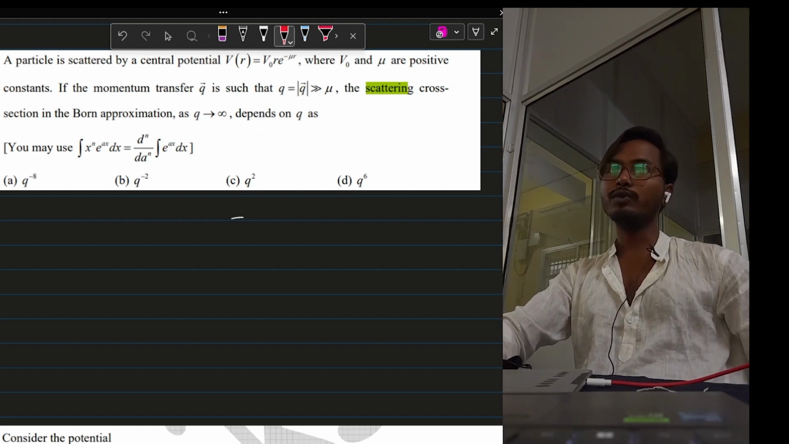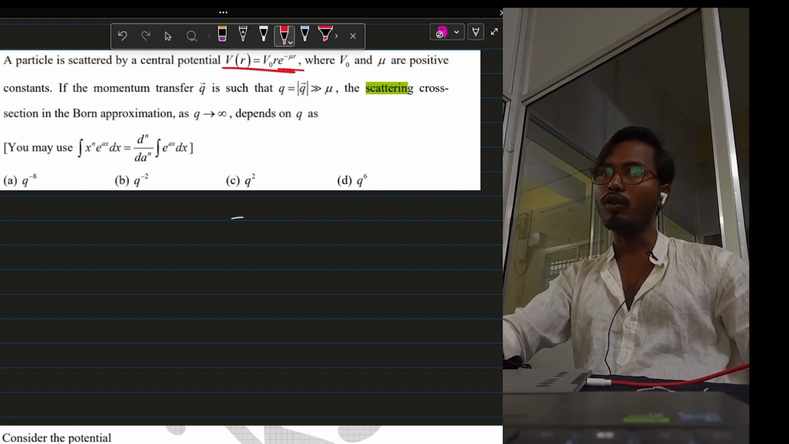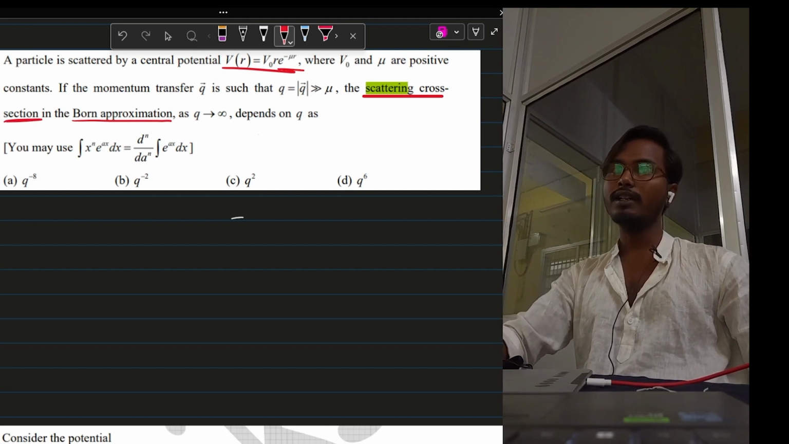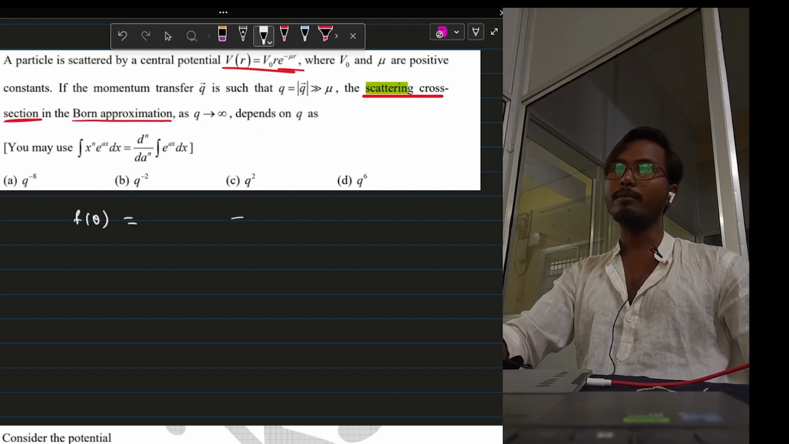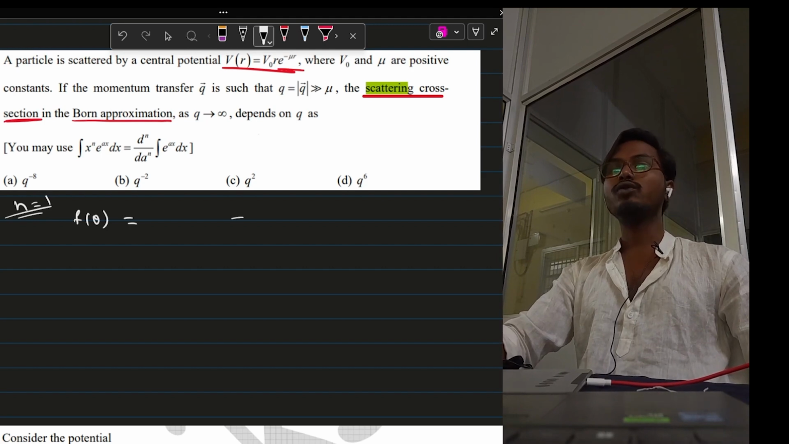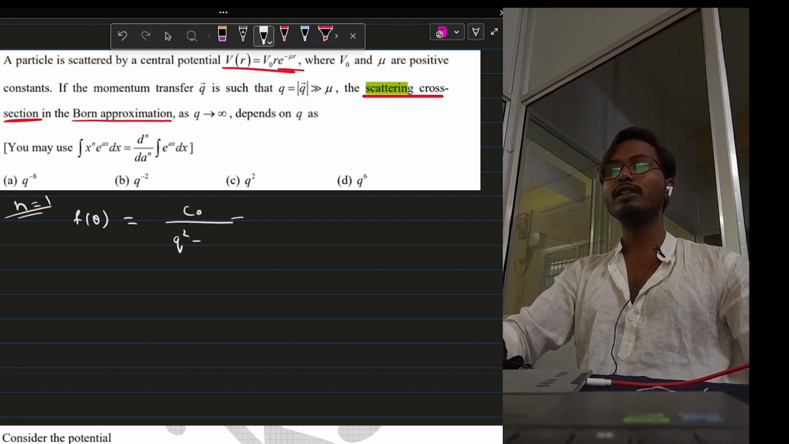So the problem says we have a central potential and we have to use the Born approximation to solve this, and find the total scattering cross section. Okay, so first of all, let us start by finding the scattering amplitude. What is the value of n here? n equals 1. For the n equals 1 case, we use the general values. Okay, so here we use C naught q raised to power 2, mu raised to power 2, and then n plus 2.